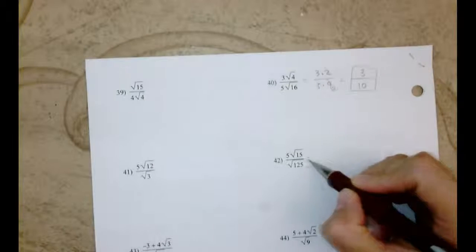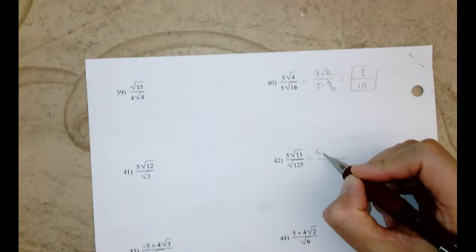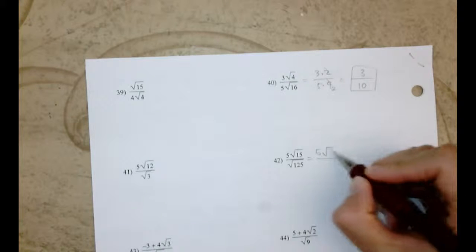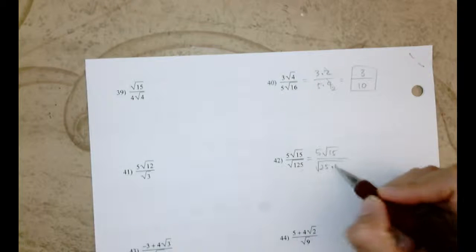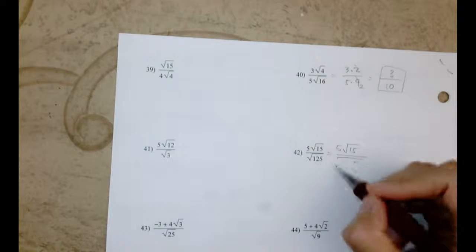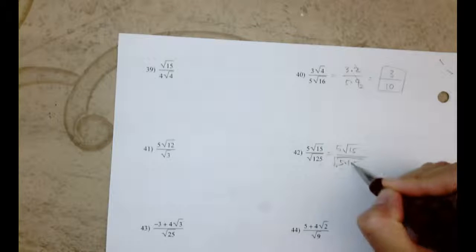Okay. This one. This one is 5 times square root of 15 is not going to do anything. But this one is 25 times 5, right? This is 25 times 5. So this is 5 times 5. So I should write it that way, actually. 5 times 5 times 5.